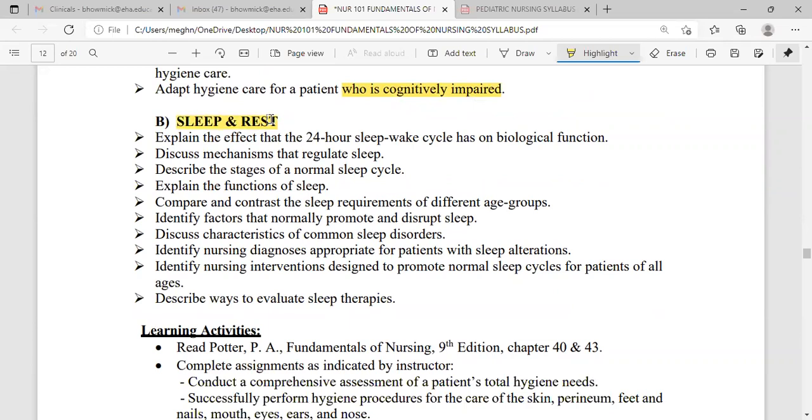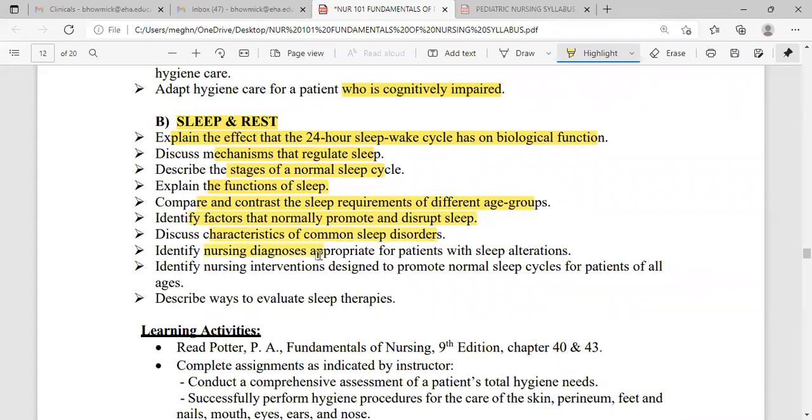Sleep and rest, for example, the effect that the 24-hour sleep-wake cycle has on biological function. Mechanisms that regulate sleep, the stages of the normal sleep cycle. Also, what are the functions of sleep? Compare and contrast sleep requirements of different age groups. Identify the factors that commonly promote and disrupt sleep. Discuss the characteristics of common sleep disorders.